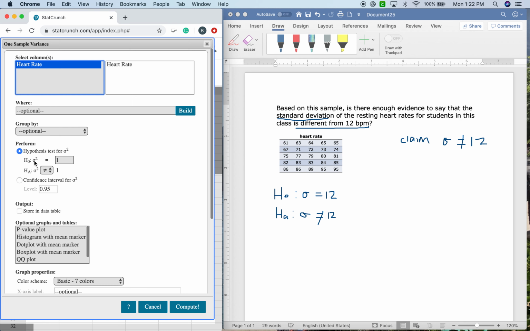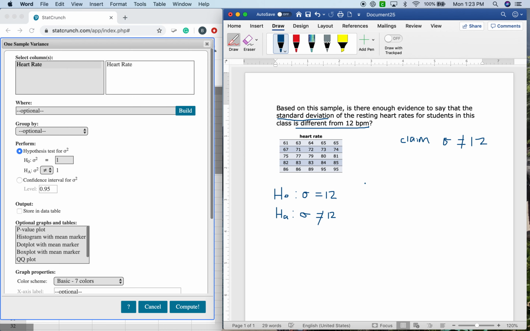And if you can see here, this is squared. So what we're going to have to do is square over here. So our new null, because it's a variance calculator, they're looking at the variance instead of the standard deviation. So they squared their standard deviation, so we're going to have to square the 12 also. Same thing for our alternative. The alternative was about the population variance, but we had the population standard deviation, so we have to square it.